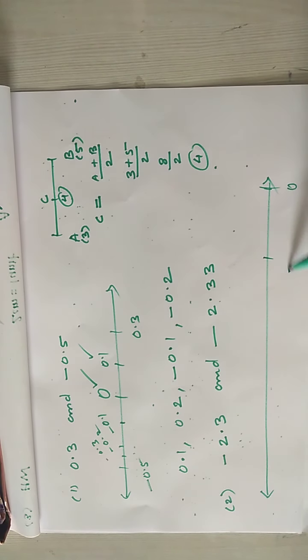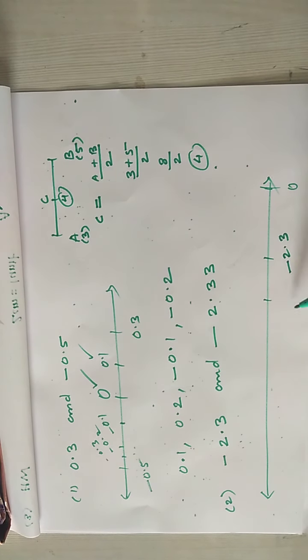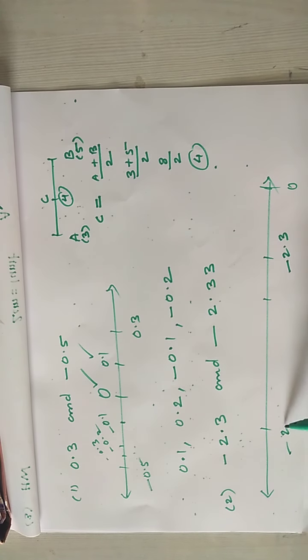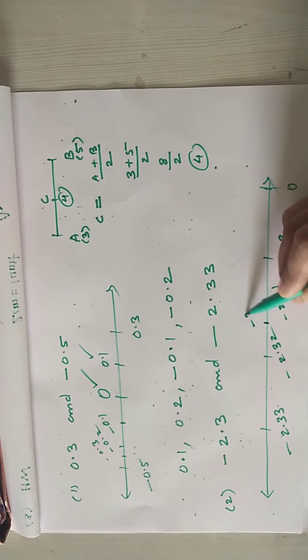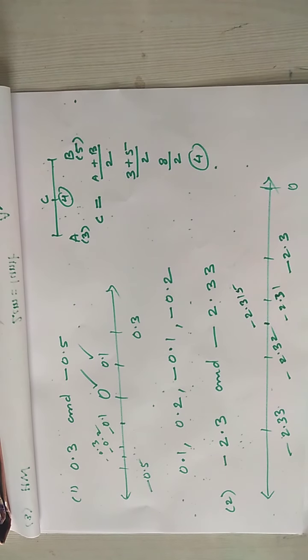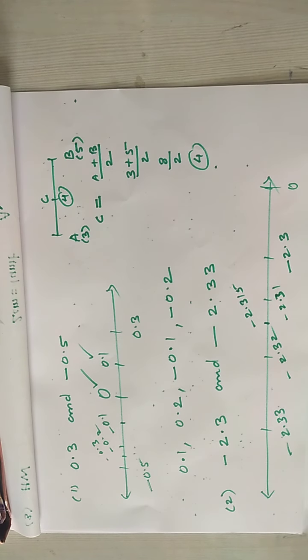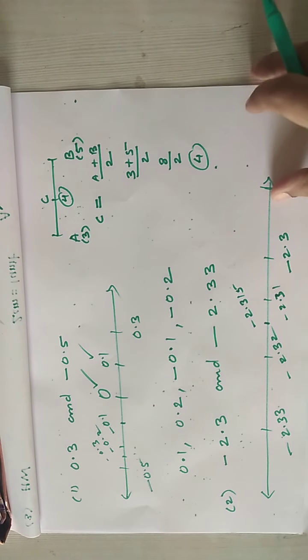So here we'll have minus 2.3, then minus 2.31, minus 2.32, minus 2.33. In between we have minus 2.31, somewhere in between minus 2.32, somewhere in between here minus 2.315 and so on. There are so many numbers which you can jot down between minus 2.3 and minus 2.33. So you can take help like this and write down any three numbers.